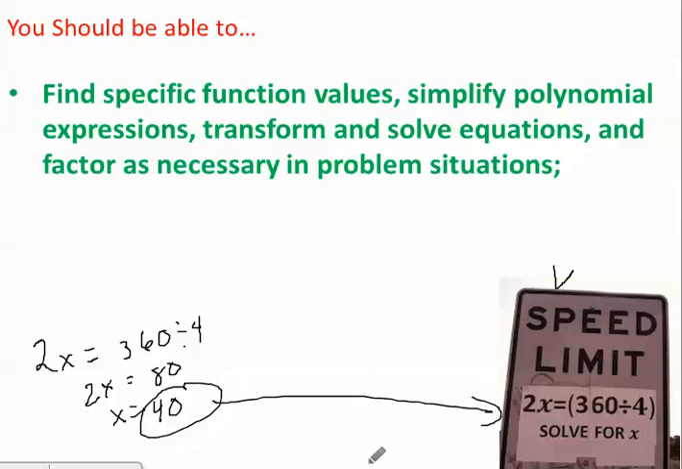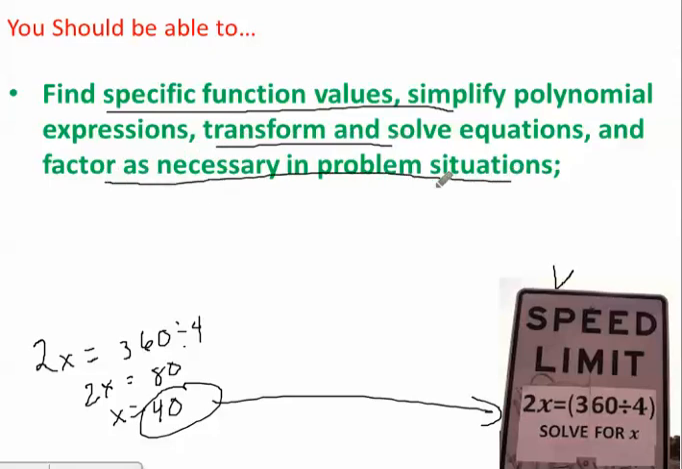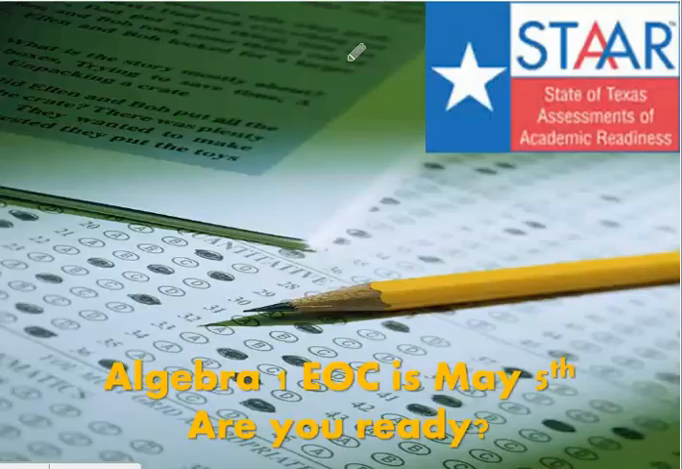Did I exceed that speed limit with you? Because what we did here, we used specific function values and simplified polynomial expressions, transformations, and solve equations, factor as necessary in problem situations. Wow, that says a whole lot of stuff. But you know what it actually meant? Radicals. That's what we were doing, was that little bit of radical stuff.